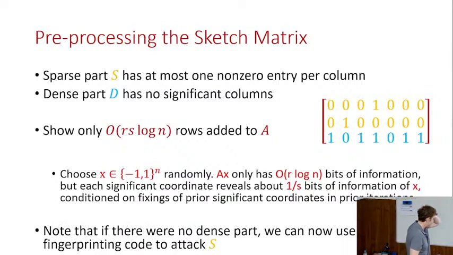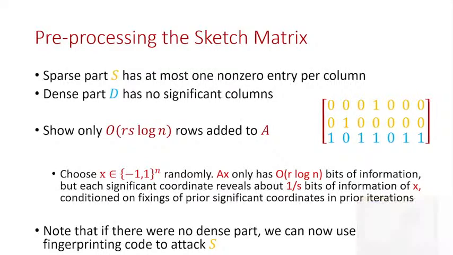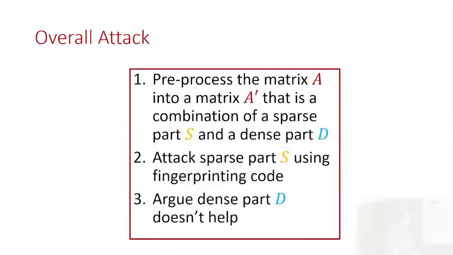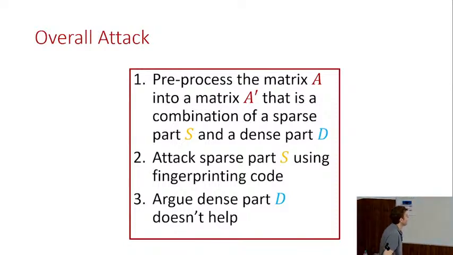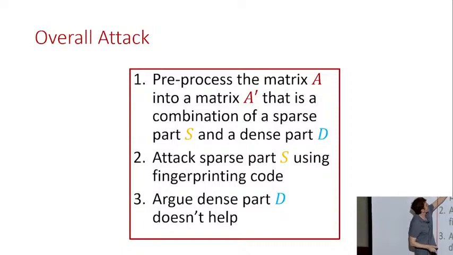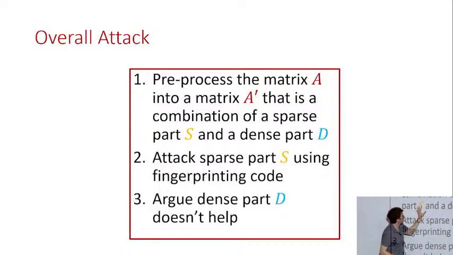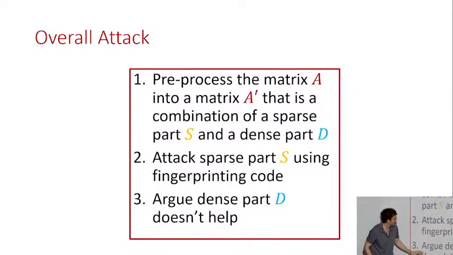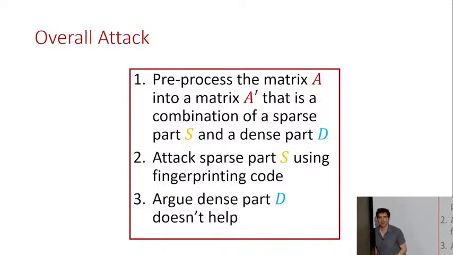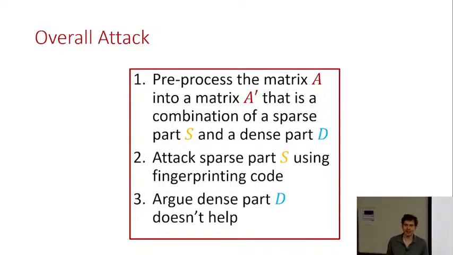and now we can use fingerprinting. Well, almost. If there were no dense part, we could use fingerprinting, but there might still be a dense part. And so, yeah, I only have a few minutes left. So the overall attack is we preprocess the matrix A into A prime that has a sparse part and a dense part. We use the fingerprinting attack on the sparse part, and we argue the dense part doesn't help. Why doesn't the dense part help? Okay, that's what we need to show.